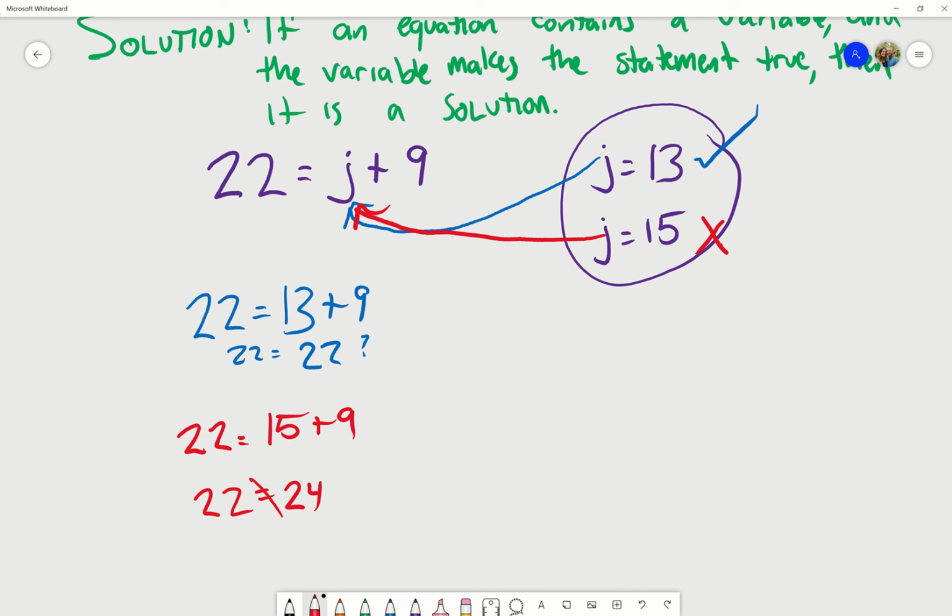Okay, so two things here. One, we figured out our solution. Our solution is 13. And two, I threw in this sign that looks like an equal sign with a slash through it. This symbol means they're not equal. Whenever you see that symbol, it means these two sides are not the same.